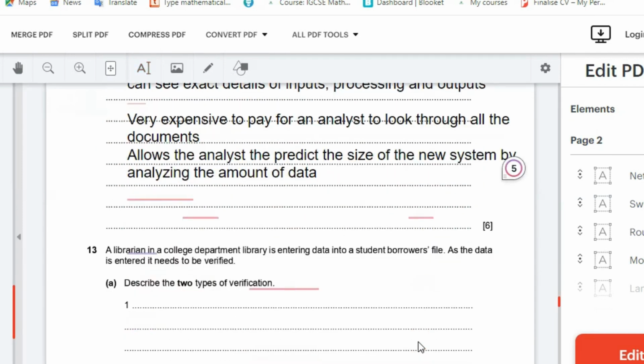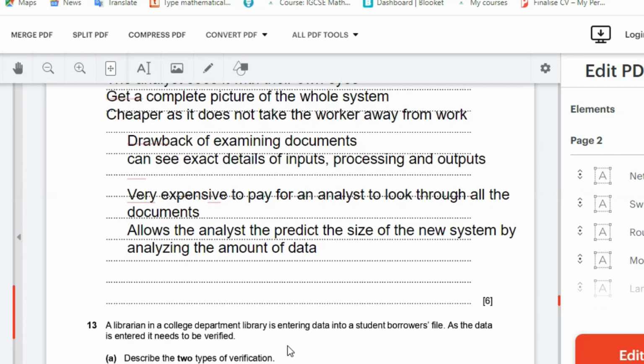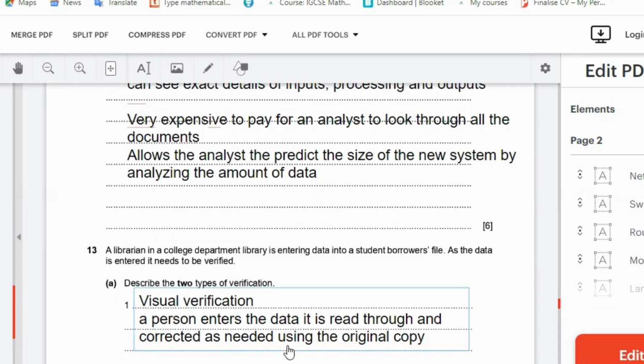Question number 13 now. In a college department, a clerk is entering data into a student's borrower's file. As the data is entered, it needs to be verified. A. Describe the two types of verification. So what are the types of verification that we have? One, we have visual verification. So we type it here. Visual verification. And what is visual verification?